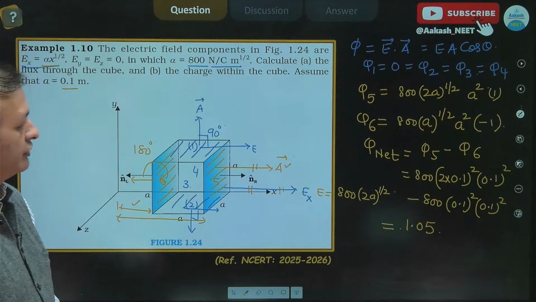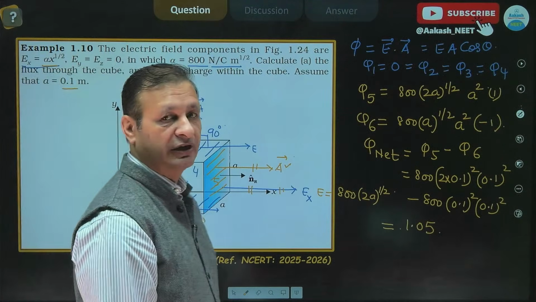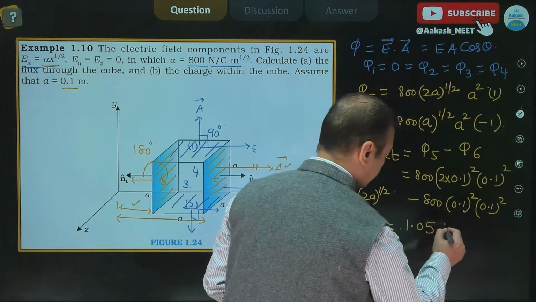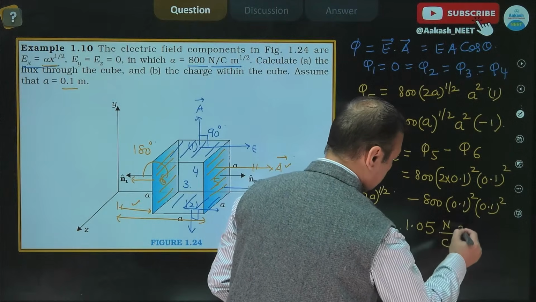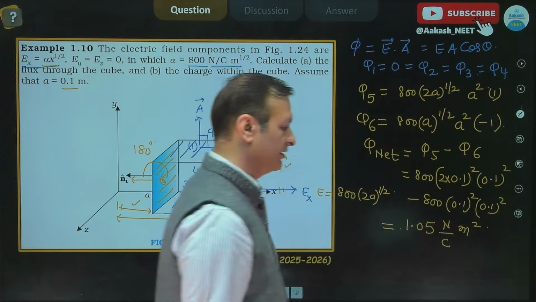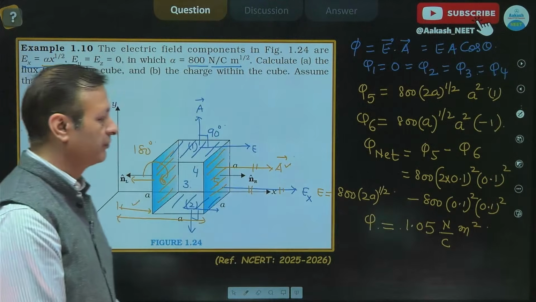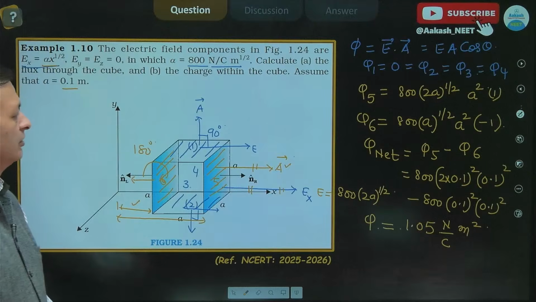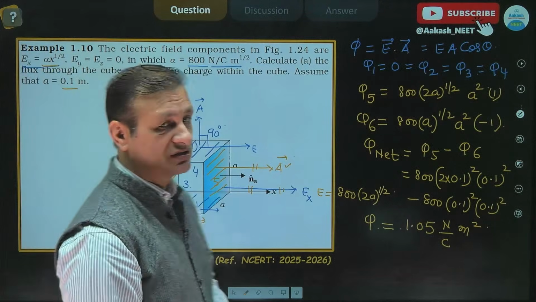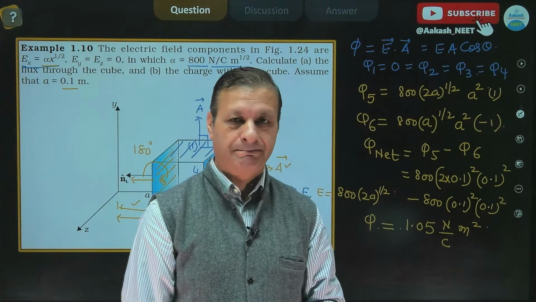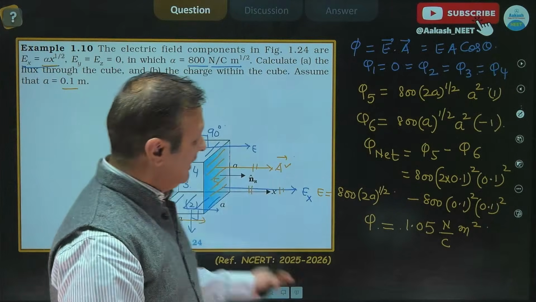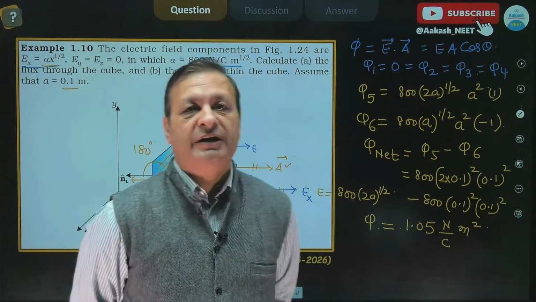And what units do you have? Can you give me the units? For electric field, Newton per Coulomb, into area, that is meter square. So this is the net flux through this cubical configuration when it is placed in the electric field. Any doubt from this part? Any doubt?